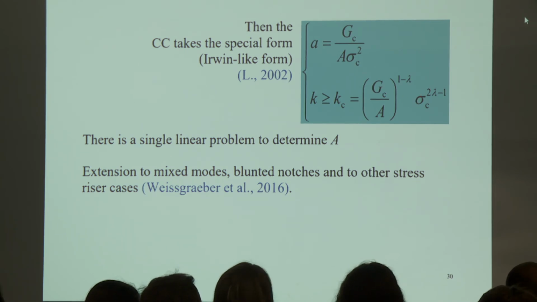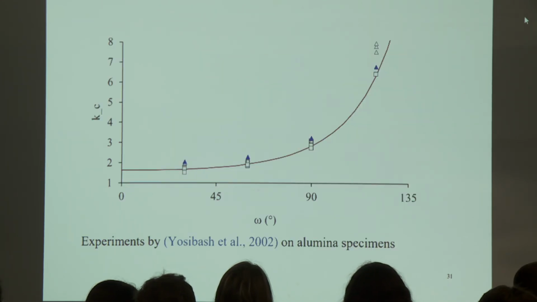It is a tensile stress condition. And we can extend these results to many different situations. This is an example of the prediction by the coupled criterion compared to some experiments by Yosibash and co-workers on alumina specimens. You know that in this case it works quite well. It's a comparison between the critical values of the generalized stress intensity factors.